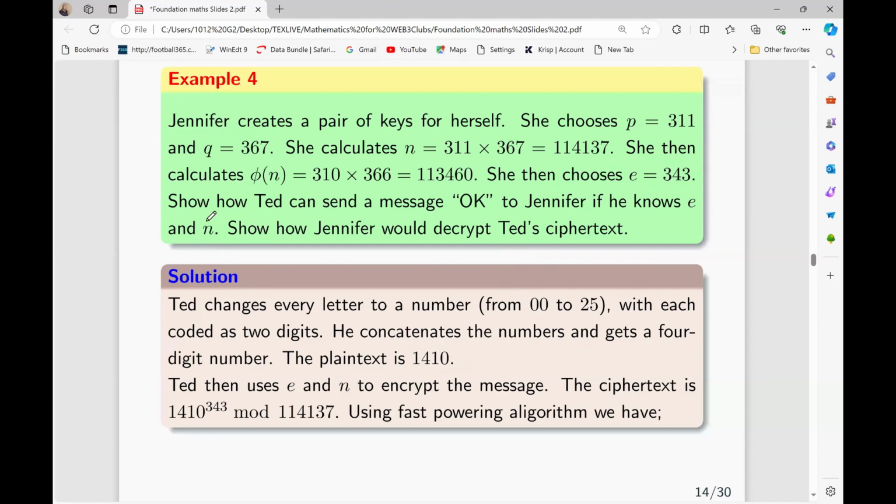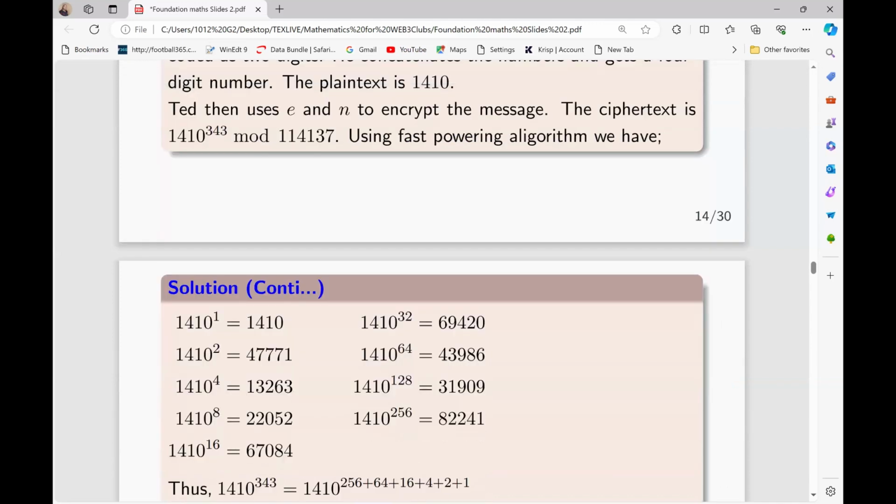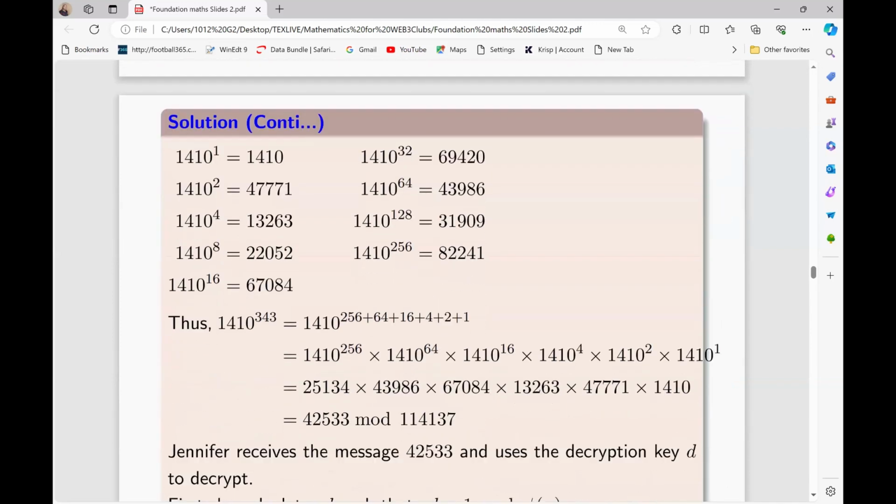Now, he obtains the public key, 343, raises it to 1410, and uses the fast powering algorithm. And when he does that, what does he get? Let me just erase this. So this is a huge number. We may not go through it, but I think maybe I did it. Yes, I did it using the fast powering algorithm.